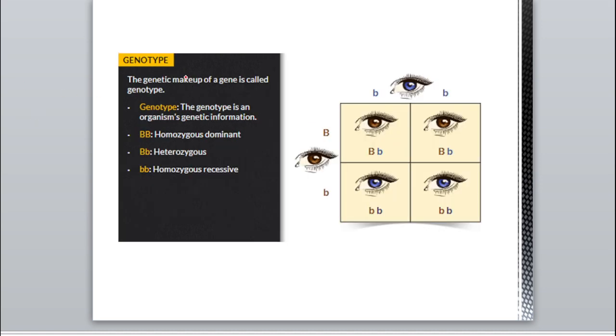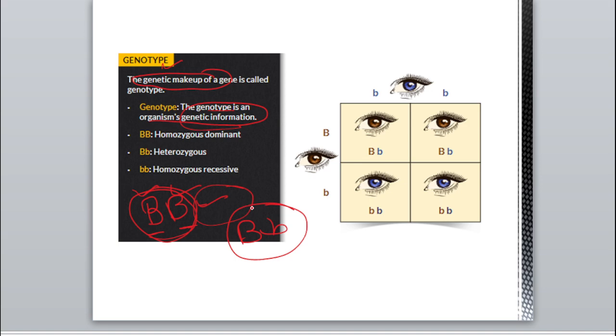When we talk about genotype, it is the genetic makeup of a gene. A genotype is an organism's genetic information. For example, the capital B. This is homozygous dominant. Homozygous means same alleles. Dominant means capital letter, right? So this is a genotype, and we can see the genetic information that it is homozygous, it is dominant, and these alleles are representing the genotype.